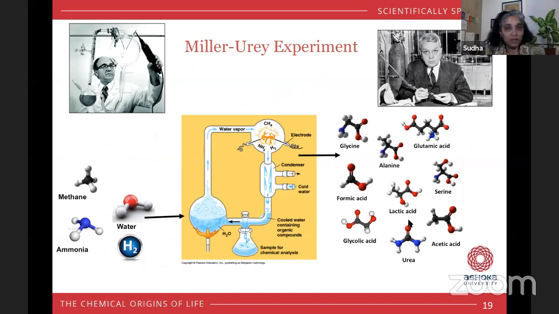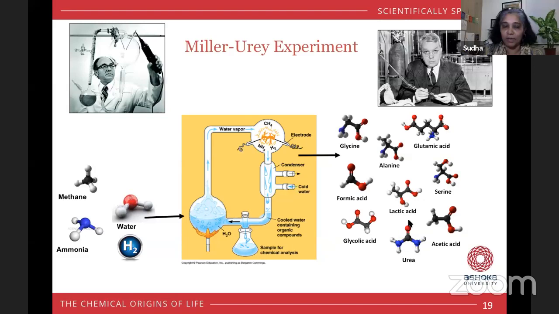So the first proof came from this absolutely enigmatic experiment that was conducted by Harold Urey and Stanley Miller. And this happened in 1953. Turns out the very same year when the double helix structure of DNA was discerned by Watson and Crick, with a lot of help from Rosalind Franklin, whom they did not give a lot of credit, but don't forget that. This is the same year in which the Miller-Urey experiment happened.